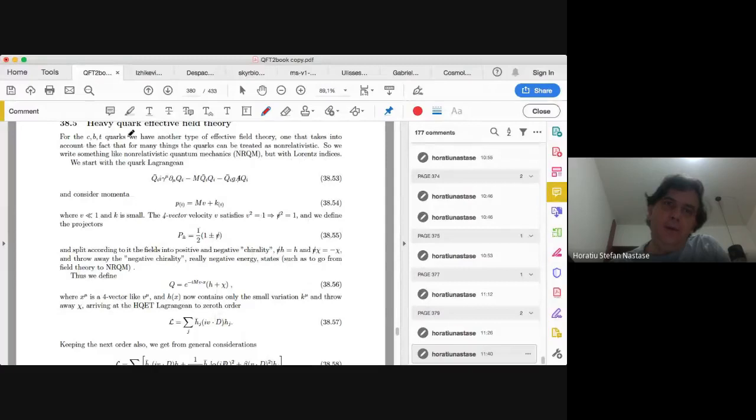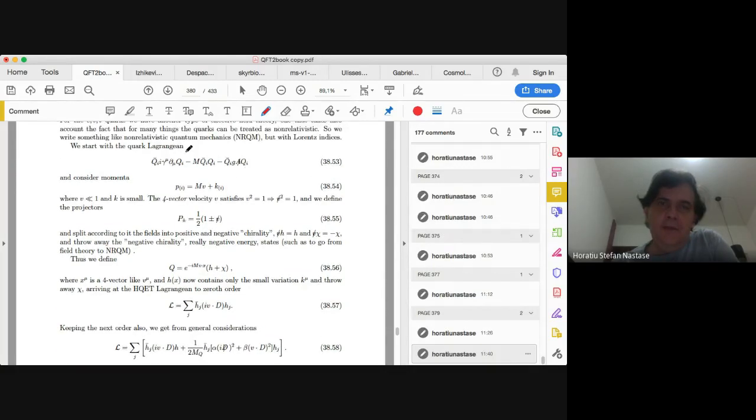So in order to treat them, we treat them as non-relativistic particles. So we write it with Lorentz indices, but it's still non-relativistic quantum mechanics, right? So it means it's not even quantum field theory if we're looking at low energies. It's just quantum mechanics. But we write it formally with Lorentz indices.